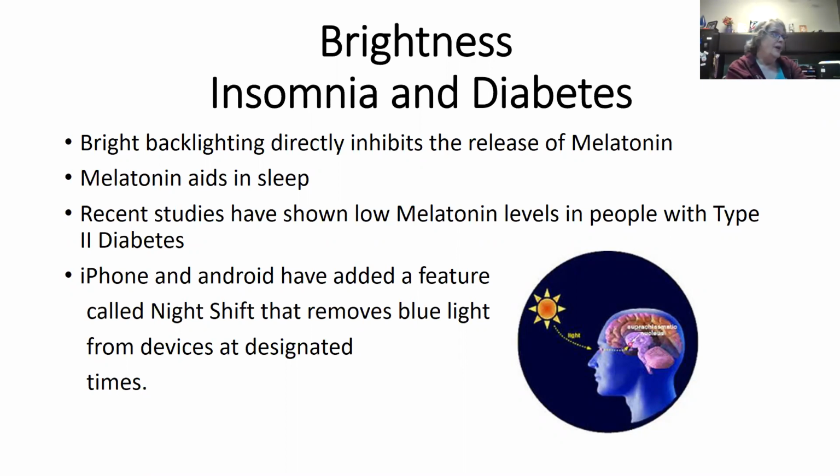And what they found was bright backlighting directly inhibits the release of melatonin. Melatonin is the sleep hormone. Our bodies are supposed to release it in the evening when the sun goes down, and the release of melatonin prepares us to sleep. Well, if we're glued to a television, or on the computer, or playing games on our phone, we're getting an enormous amount of light directed into our eyes, and we're never getting that melatonin drop that we need.